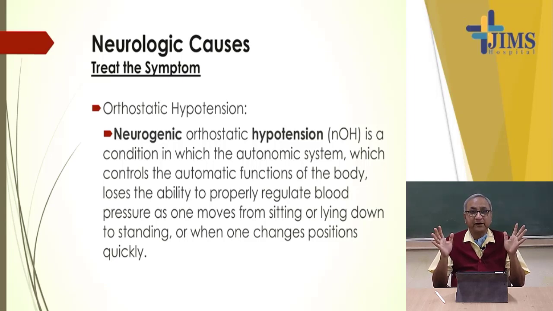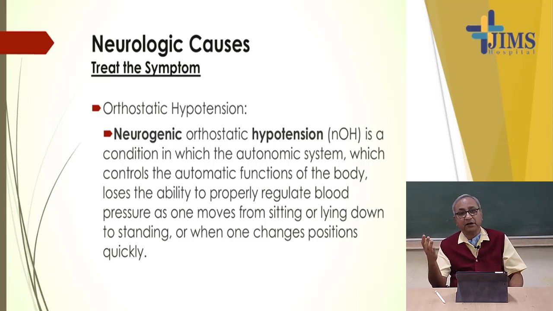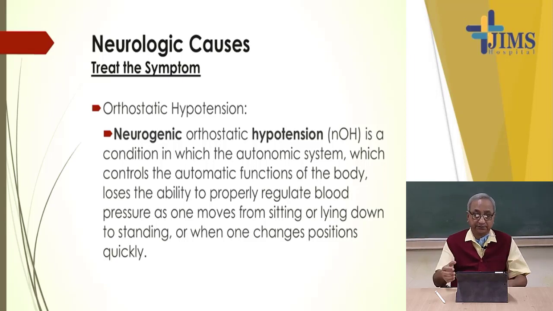So, what happens? When someone gets up from lying down, the autonomic nervous system immediately comes into play and constricts some blood vessels. And when the patient stands up from sitting, again the same thing occurs. When the autonomic nervous system fails, what happens? There is pooling of the blood in the lower part of the body, leading to decreased venous return and decreased cardiac output.